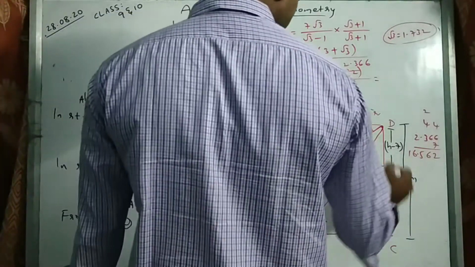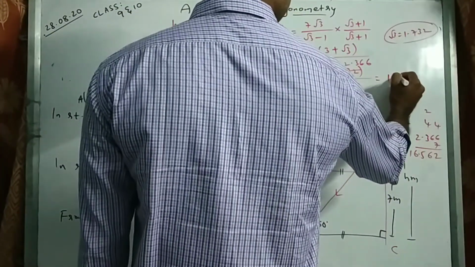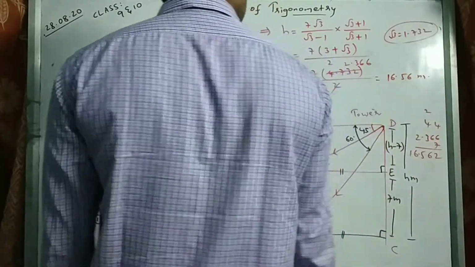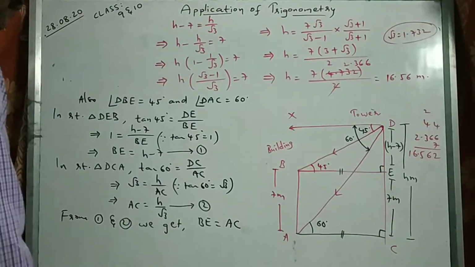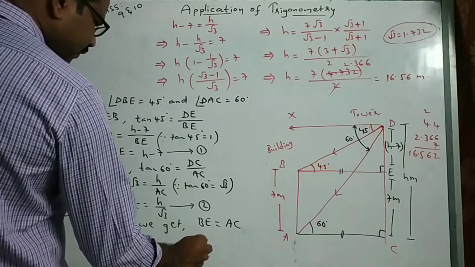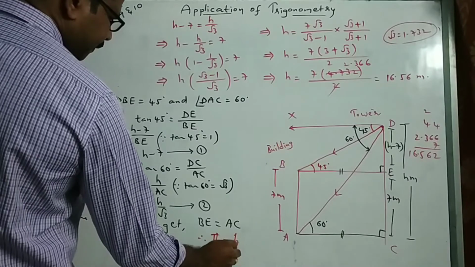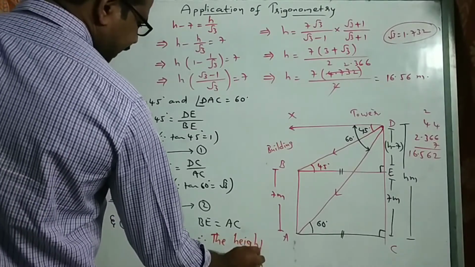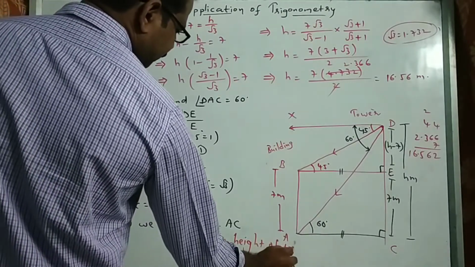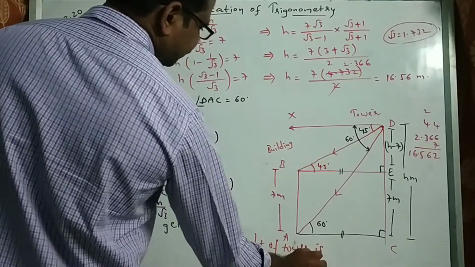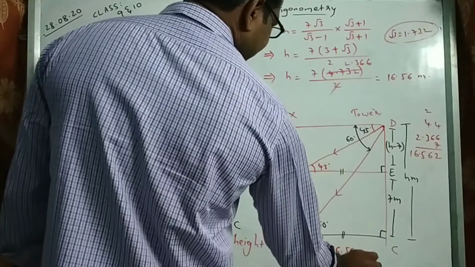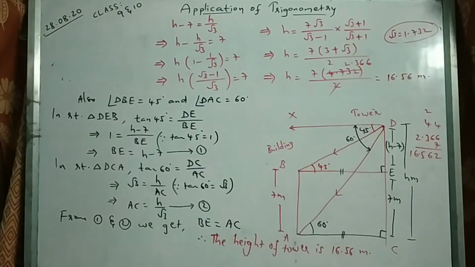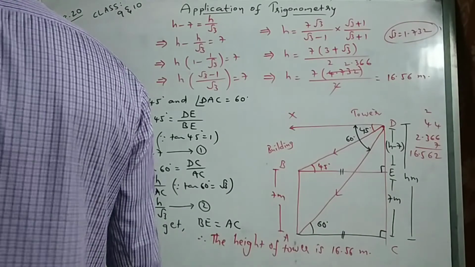We got 16.56. Enough. So therefore, what is H here? Therefore, the height of the tower is 16.56 meters. That is the end of the solution. Is that clear? Let us see the next question.